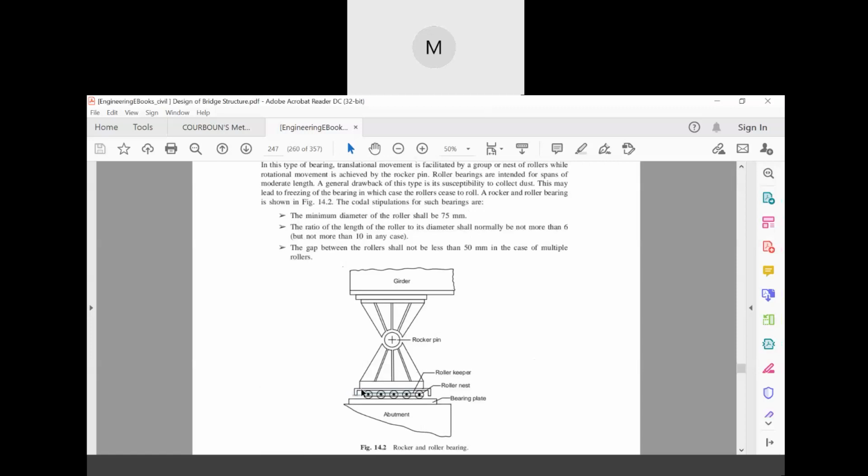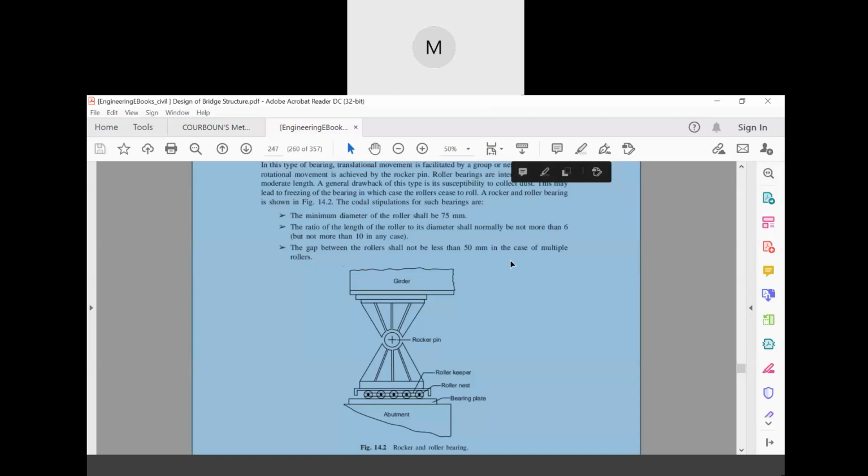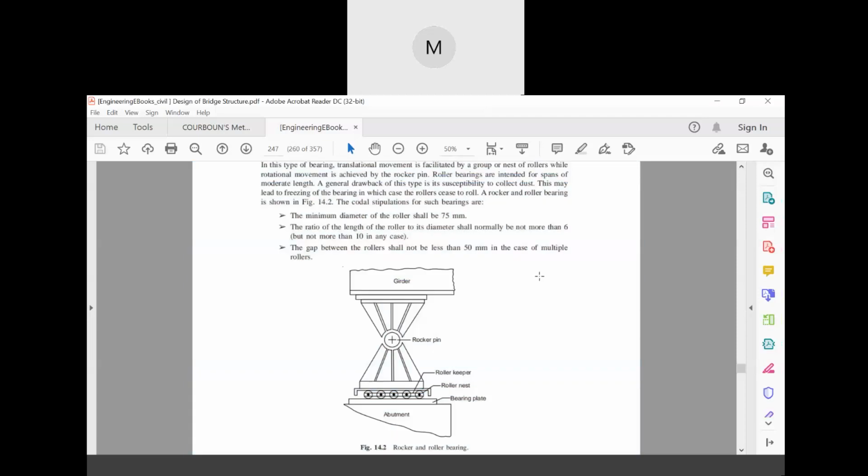These are the rollers. Now in this what happens? These are for spans of moderate lengths. And the drawback of this is that it has very high potential of collecting dust and accumulation of dust and all, which may lead to the freezing. Freezing of the bearings means what? These bearings might not be able to freely move if the dust accumulates. So these are the code provisions.